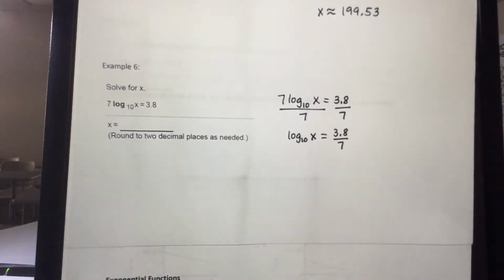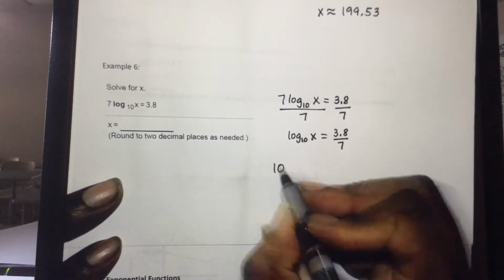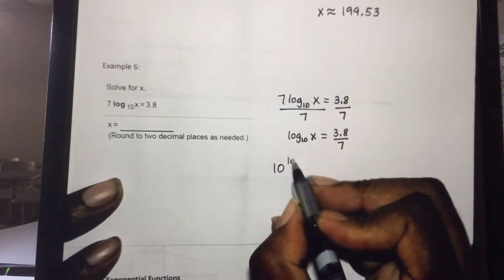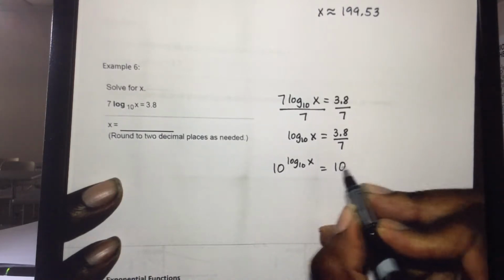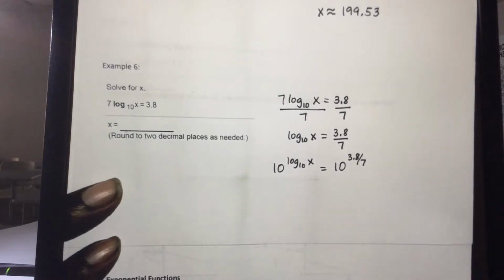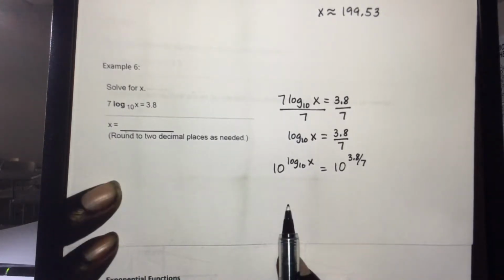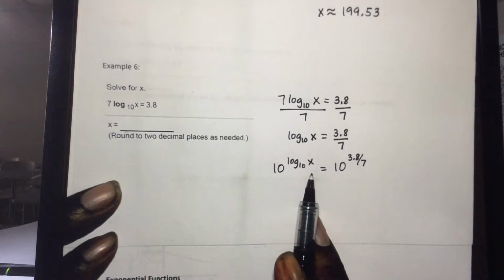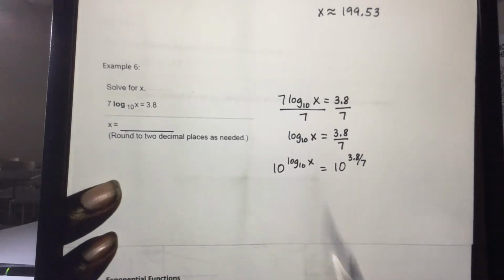And now we can put powers of 10 on both sides of this equation here. So this will be 10 raised to the log to the base 10 of x, equaling 10 raised to the 3.8 divided by 7. That 3.8 divided by 7 will be your exponent for 10. And then 10 raised to the log to the base 10 of whatever is whatever. So 10 to the log to the base 10 of x is x.